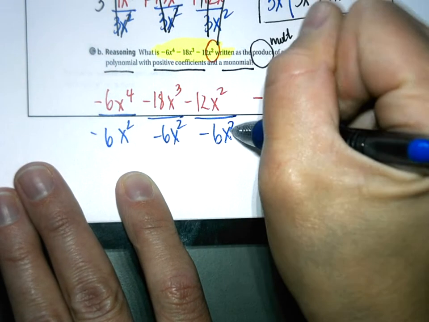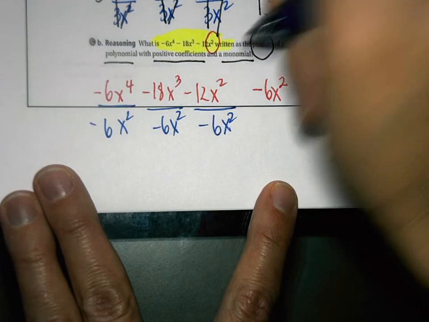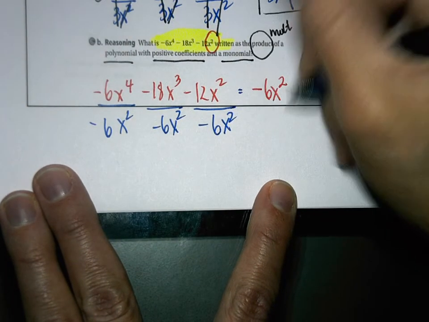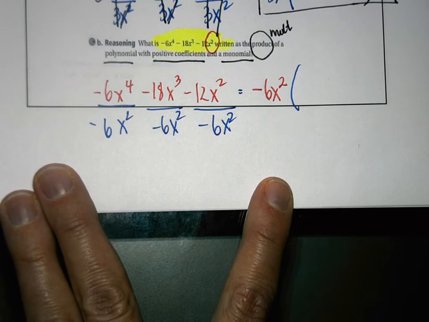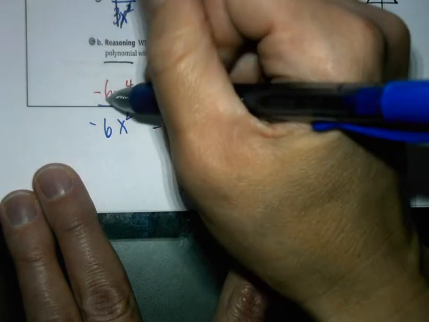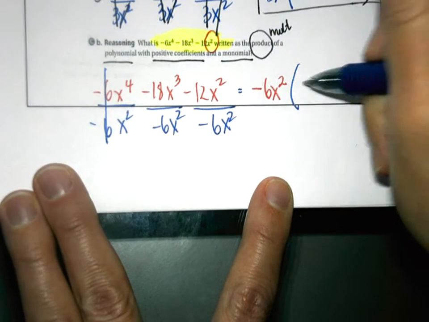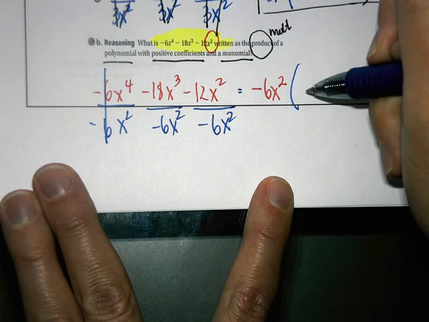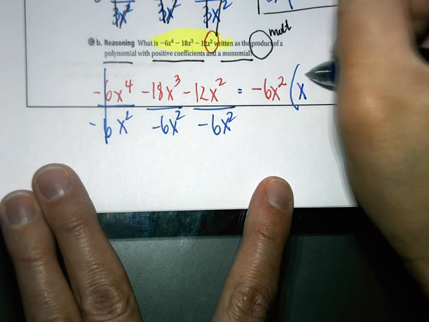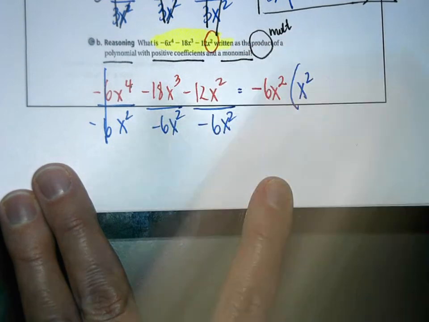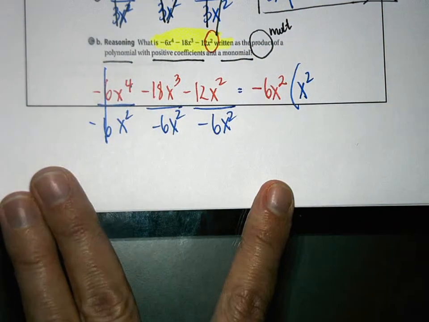And we will simplify. So when we take out our GCF, which is negative 6x squared, we make our parentheses, and then we're going to come over here and reduce. Negative 6 divided by negative 6 cancels out and makes a 1. You can write a 1 if you want to, or you don't have to write the 1. And then x to the 4th divided by x squared makes x squared, because 4 minus 2 makes 2, and since it's positive, it stays on the top.